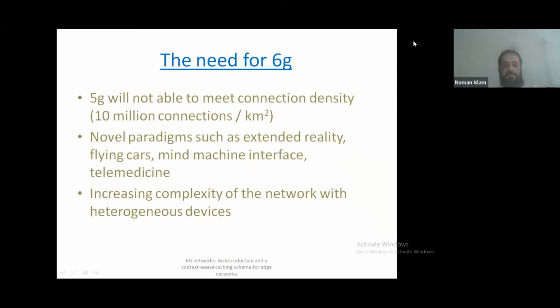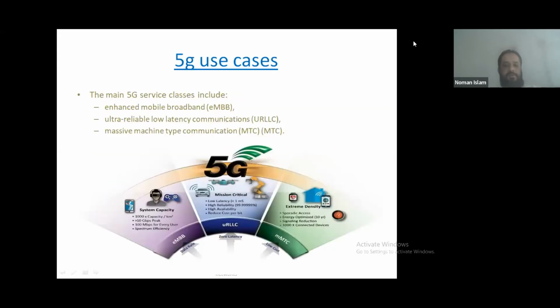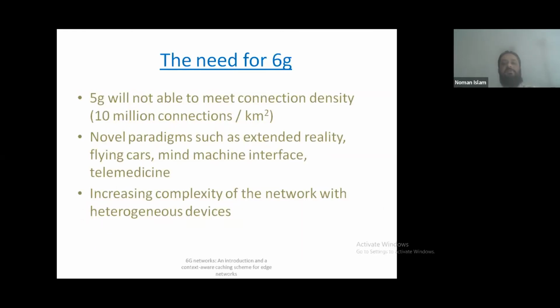However, the 5G is not going to meet the connection density requirement. If you see the first use case, it requires 1,000 times capacity in a per kilometer square. So a large number of devices will be available in a small location, and to support such massive number of devices we need some other mechanism that is not possible by 5G. So there will be a large number of concurrent connections, a large number of devices to be connected at the same time.